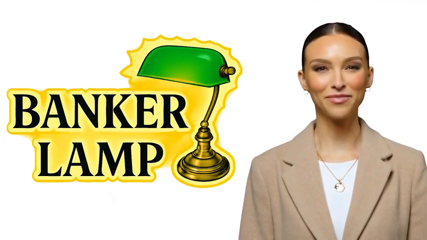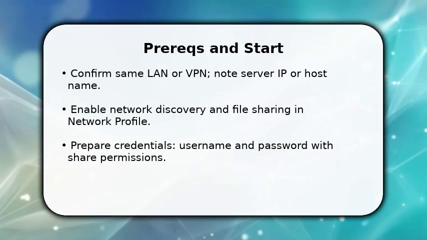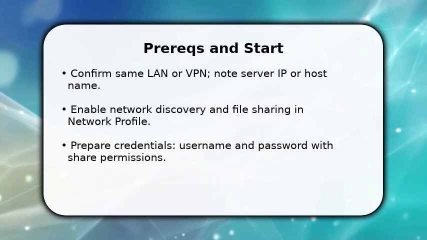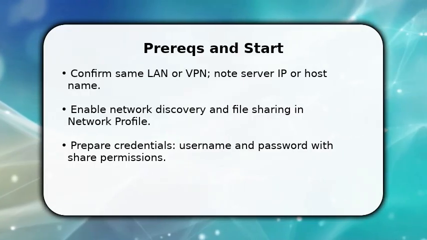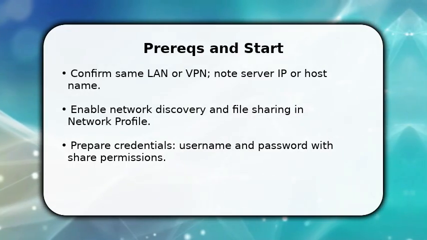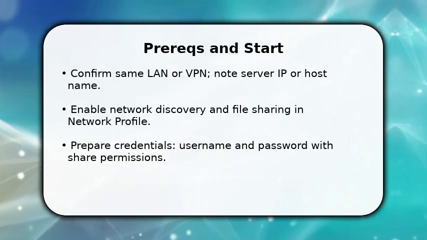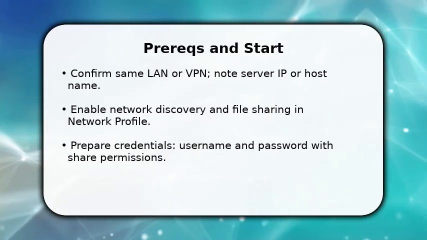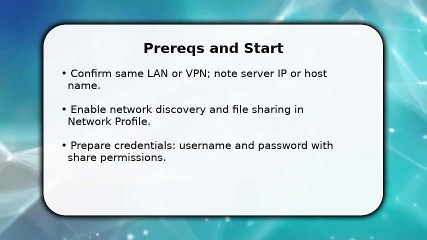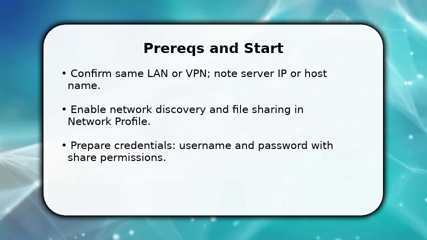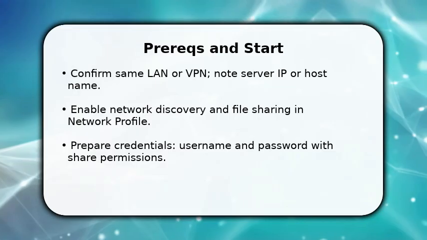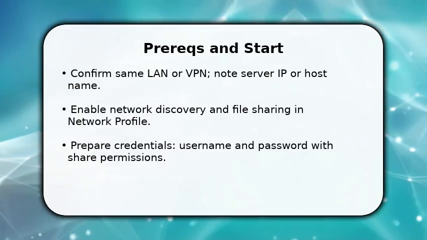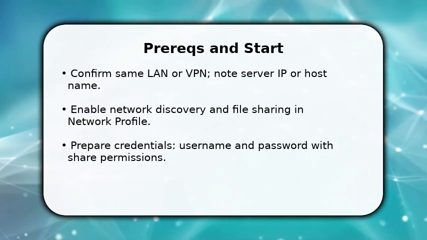Please enjoy the video. You'll begin by confirming prerequisites and taking the first actionable steps. Make sure your PC and the host are on the same LAN or connected via VPN, then note the host IP or machine name. Next, open Settings, go to Network and Internet, and set your network profile to private so network discovery and file sharing are available. Finally, test access to the host by pinging or opening \\hostname. If prompted, use the prepared credentials so you don't hit permission blocks later.